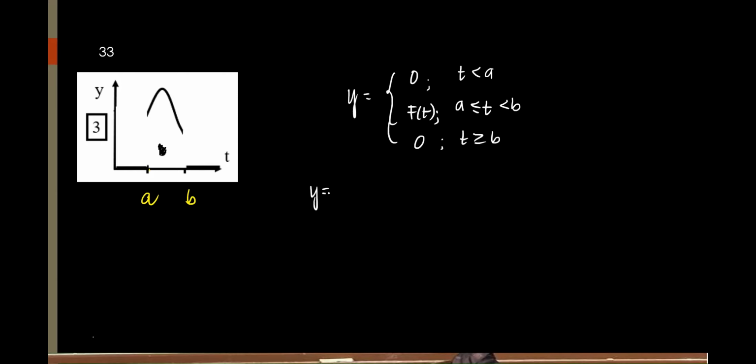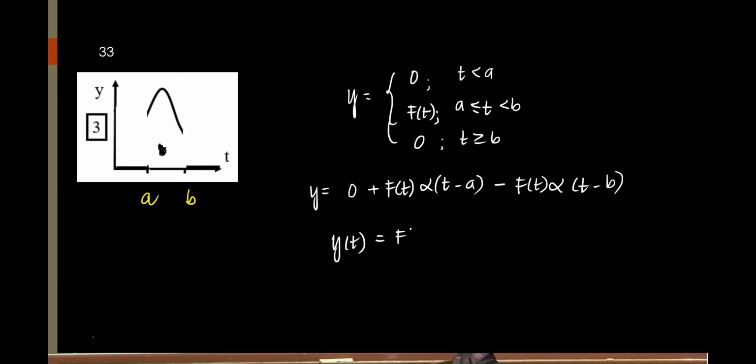So how do you write this? You can say, initially, I don't have anything, and then there will exist the function when time is greater than a. So alpha t minus a. And then you will remove the function when time is greater than b. So I will remove the same function when time is greater than b. So the y of t that you have eventually is f of t alpha t minus a minus f of t alpha t minus b. This is your working function.